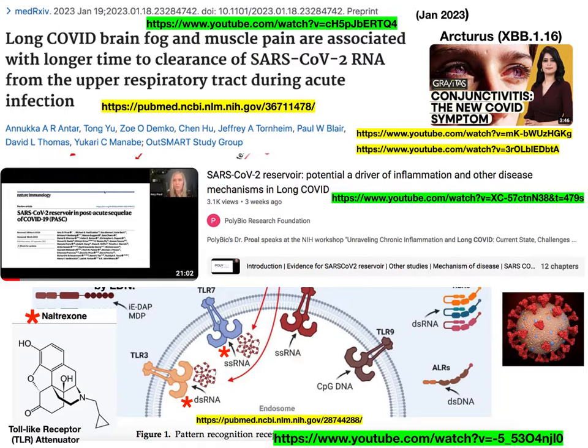Going to the left-hand portion of the slide, this concept: long COVID brain fog and muscle pain are associated with longer time to clearance of SARS-CoV-2 RNA from the upper respiratory tract during acute infection. So the accumulation of SARS-CoV-2 RNA in various tissues has been associated with neurological conditions. Is it possible that RNA which accumulates in the conjunctiva of the eyes remains for weeks or months, making those tissues more susceptible to subsequent COVID infections?